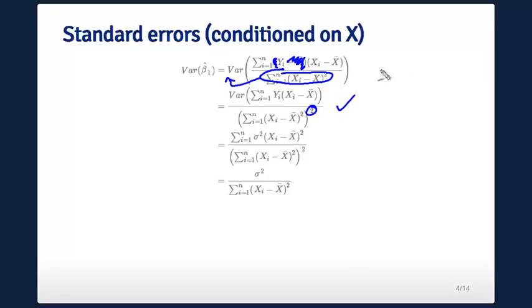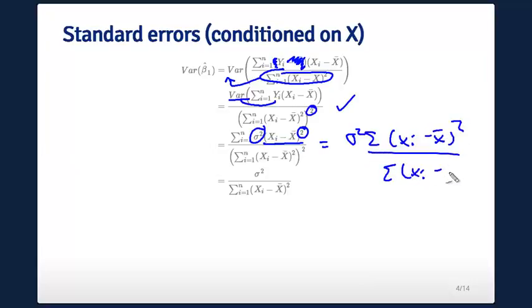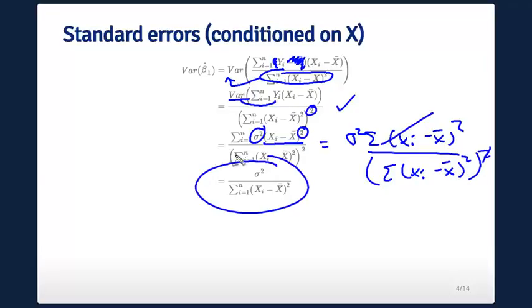Now the yi's are all independent. They're not identically distributed because they have different means, but they're independent, so we can move the variance across the sum. And when we do, if we pull the xi minus x bar part out, it gets squared, and the variance of yi is sigma squared. Sigma squared doesn't depend on i, so we have sigma squared summation xi minus x bar quantity squared over summation xi minus x bar squared quantity squared, and that cancels with one of those, and we wind up with this expression right there.